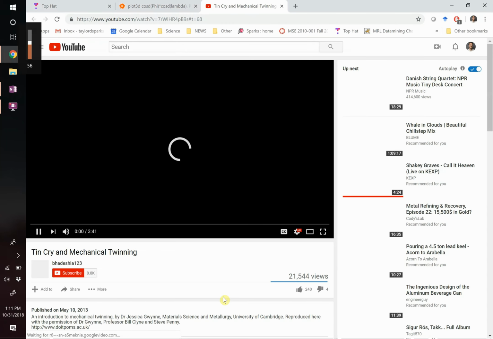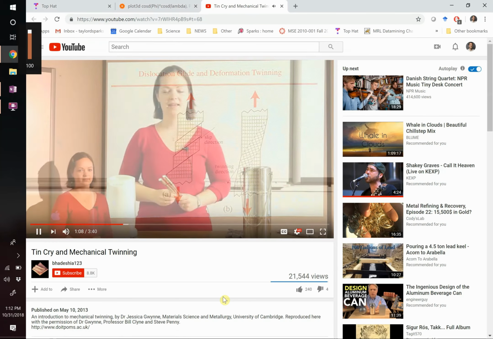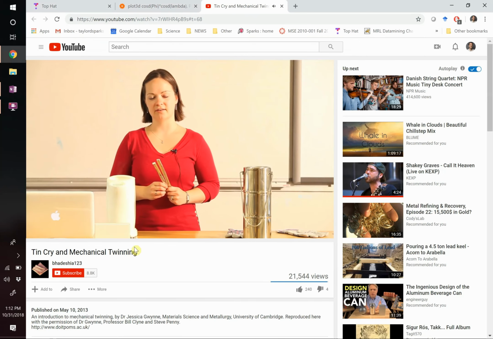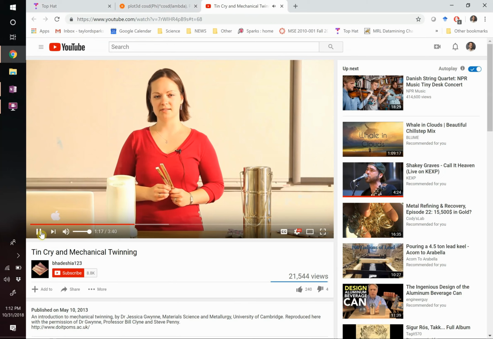Let's see if we can hear it. I brought my cheesy speakers. In this demonstration, I'm going to illustrate deformation twinning using these two bars of freshly cast tin. So tin has a tetragonal crystal structure, which is much lower symmetry than most metals.